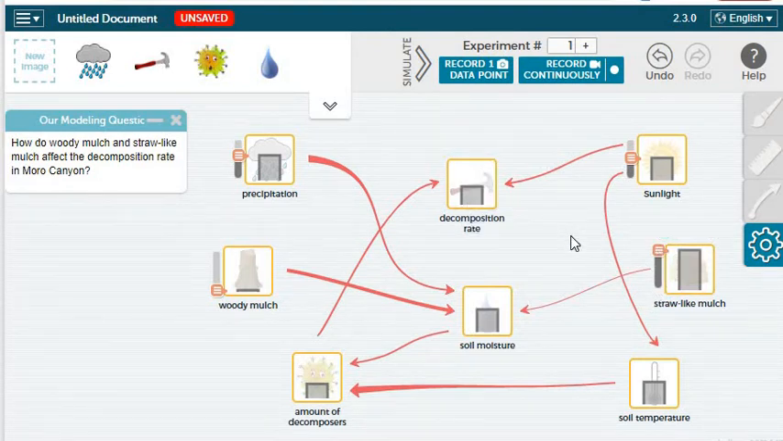Is this the same thing that happened with woody mulch, or is it different? How about with no mulch at all? Or maybe even with both? What sort of effect does that have on decomposition rate?